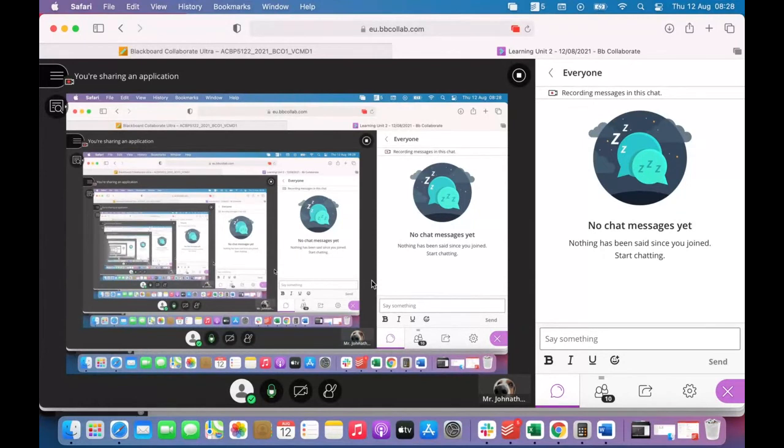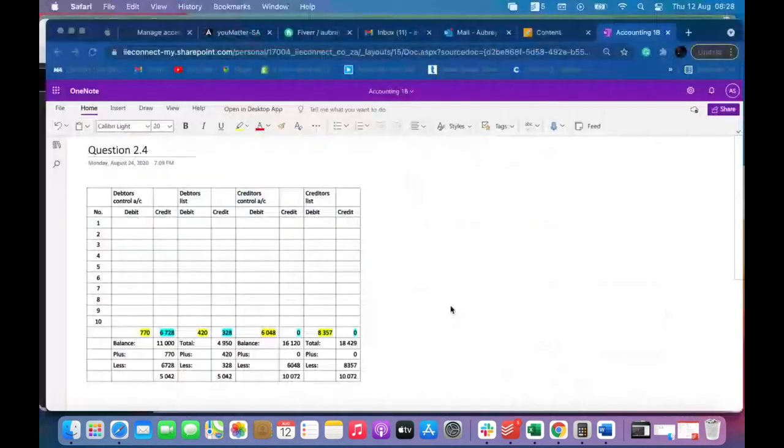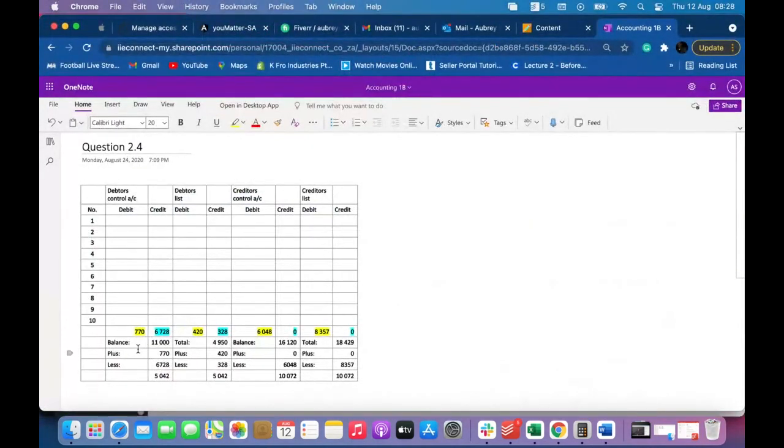So quickly, before we move forward and start reading the additional information, those balances that I just read out, we plug them in here. For the debtors control account, we've put in that 11,000 balance. For the debtors list, we've put in 4,950. Then for the creditors control account, the balance currently is 16,120. And finally, for the creditors list, the final balance is 18,429.